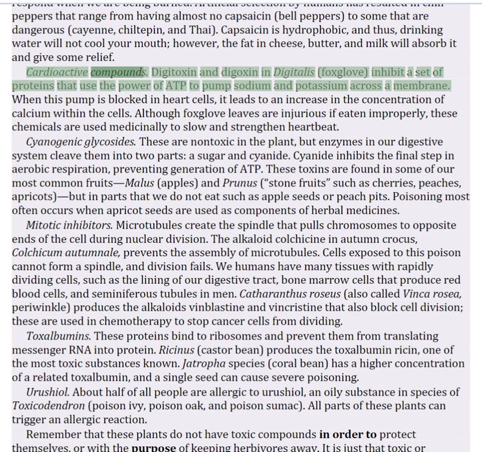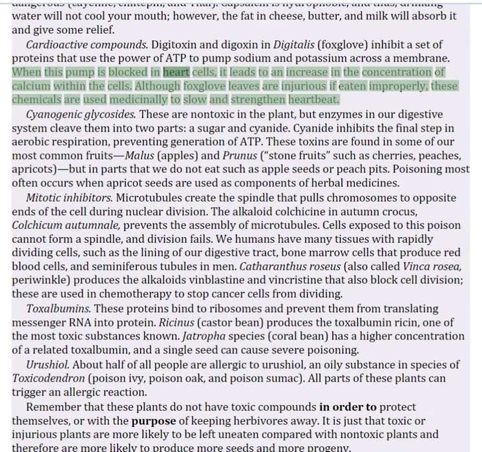Cardioactive compounds. Digitoxin, digoxin, and digitalis inhibit a set of proteins that use the power of ATP to pump sodium and potassium across a membrane. When this pump is blocked in heart cells, it leads to an increase in the concentration of calcium within the cells. Although foxglove leaves are injurious if eaten improperly, these chemicals are used medicinally to slow and strengthen heartbeat.